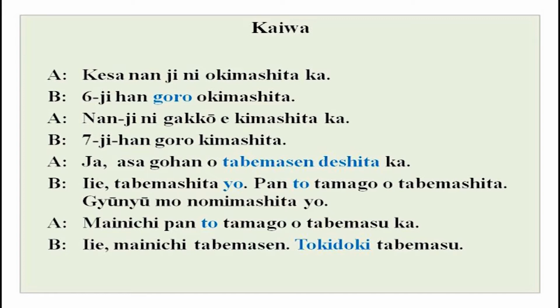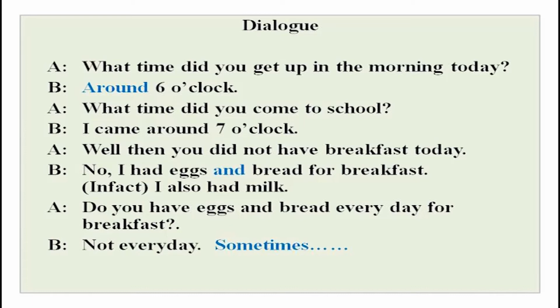Kesa nanji ni okimashita ka? So what we can do is, we can quickly go through the translation and then explain what we have to do later. What time did you get up in the morning today? Around 6 o'clock. What time did you come to school? I came around 7 o'clock.